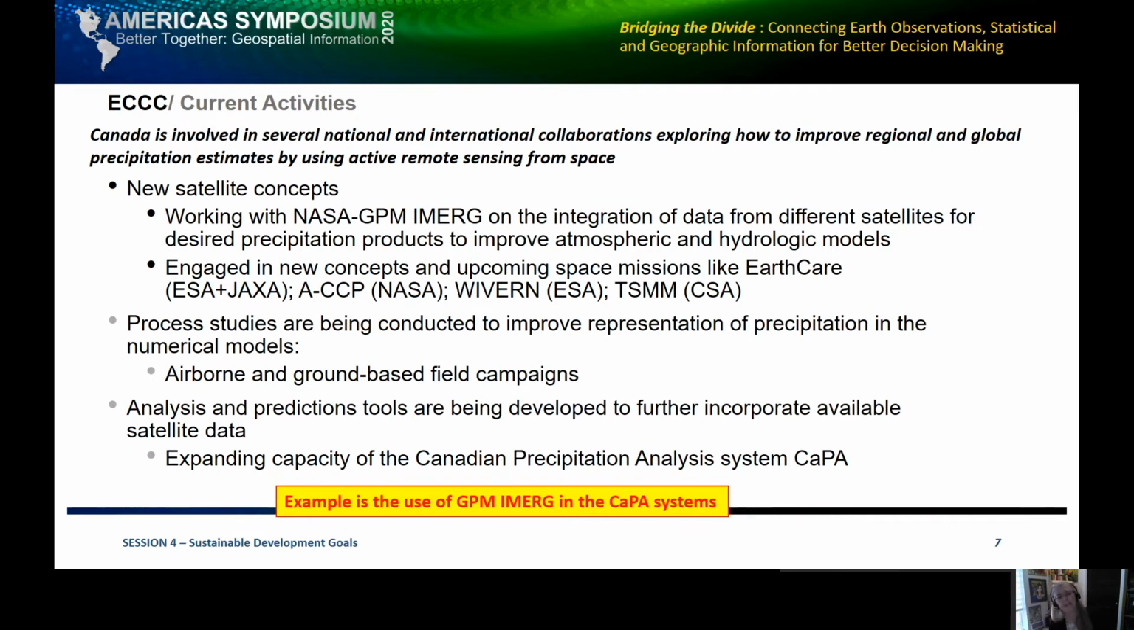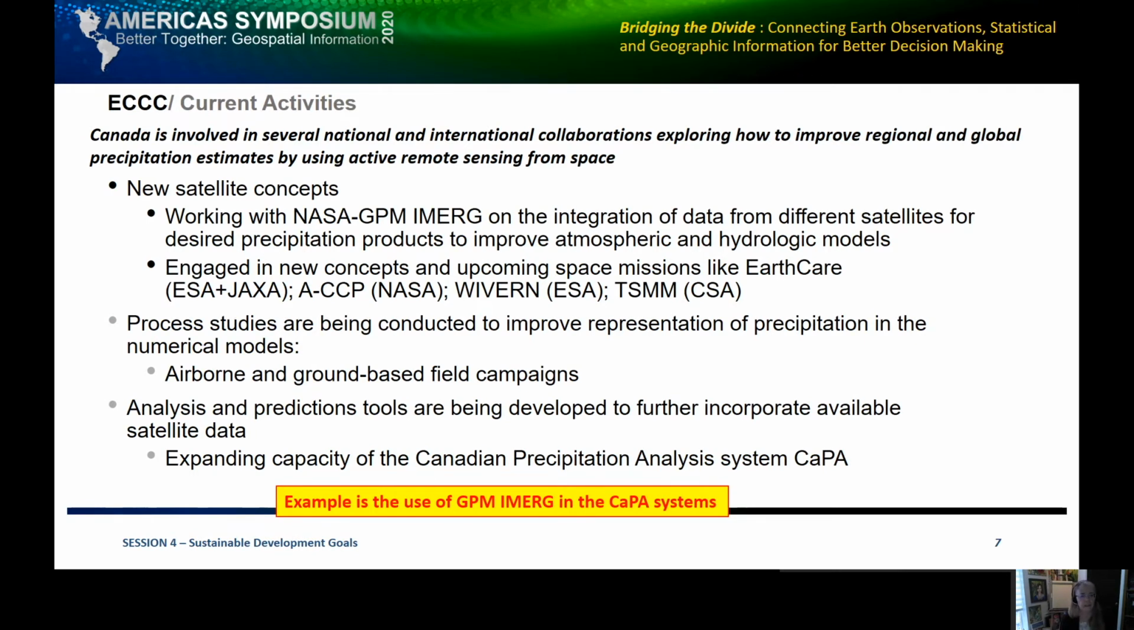We call it TSMM. But we also conduct a series of process studies to improve the representation of precipitation in the numerical models. We use airborne and ground-based field campaigns for that. And we also look into analysis and prediction tools that will also feed the hydrological forecast system.